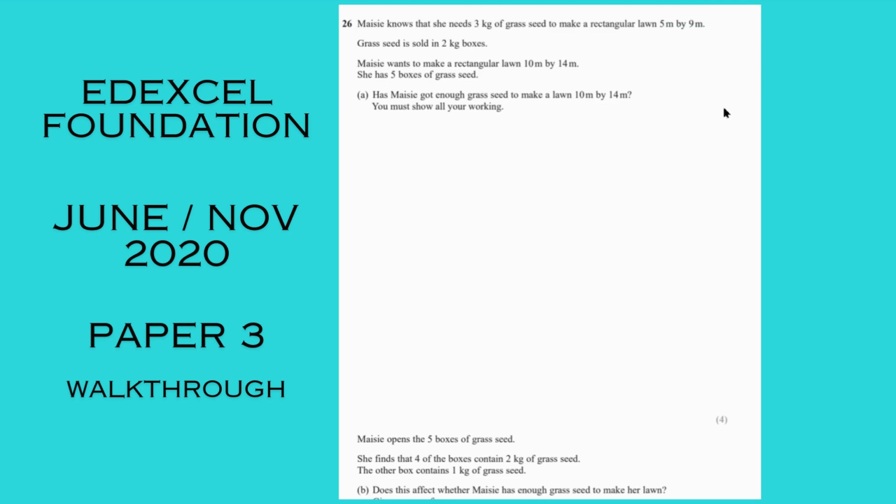Speaking of which, number 25 can be very complicated. So we've got grass seeds, we've got all sorts of things going on here. So let's just take it one bit at a time. So 3 kilograms of grass is good for 5 nines, 45 square meters. Always good to know what 1 kilogram does. Divide by 3. So every kilogram is worth 15 meters squared.